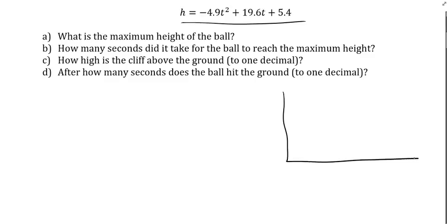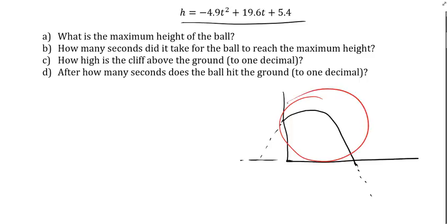Here's my sketch, and it's thrown off a cliff, so it kind of goes off the cliff and goes like that, right? And then the parabola would continue, but the real world only occurs in this positive part because this question is about height, which is going to always be positive, and time, which is going to always be positive.